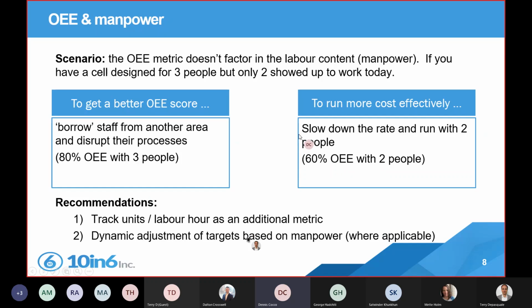Now, why would I say that? Well, first of all, you're looking at your total labor hours and how much it costs per piece that you manufacture. So we're going to recommend that you track units per labor hour as an additional metric. The other thing we would recommend is that you consider dynamically adjusting your performance targets based on how many people are actually staffing the line. So maybe you do have a lower target when you run with 2 people and a higher target when you run with 3 people, and then keeping in check the units per labor hour as a way of validating that you're doing the right things.